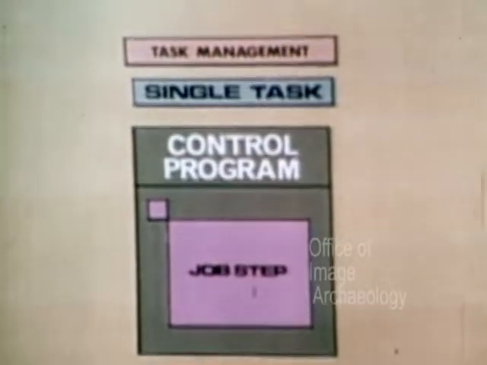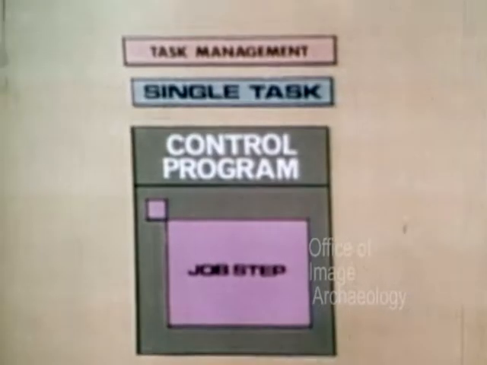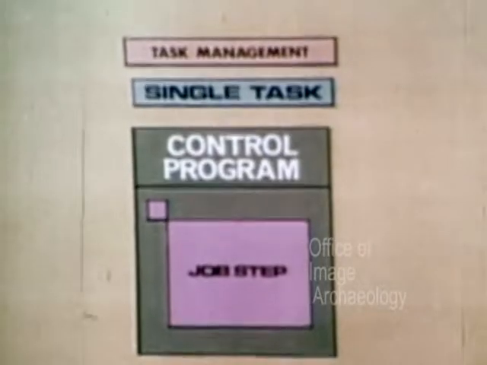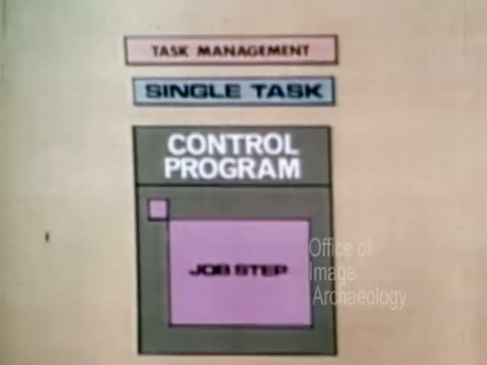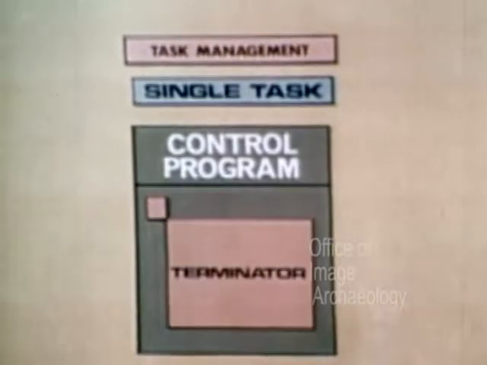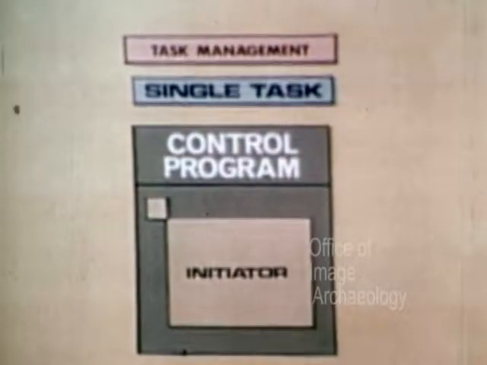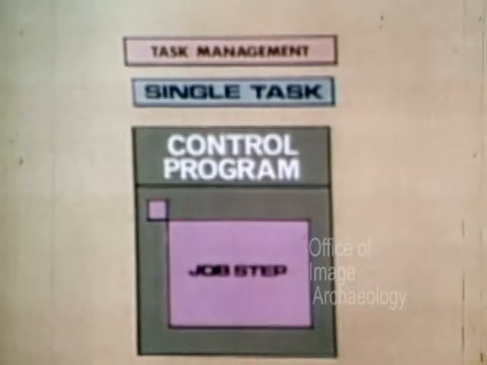The simplest kind of task management is illustrated by a sequential scheduling system. Here, each job step is executed as a single task. The initiator-terminator and the reader-interpreter functions are executed as single tasks between job steps.